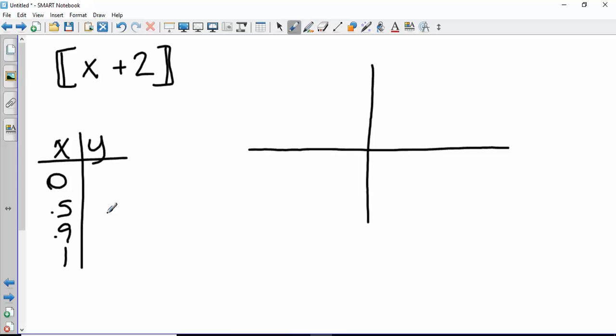That one on the homework was kind of the exception. You kept getting the same answer, so you had to keep plugging in some bigger numbers. So if I put in 0, 0 plus 2 is 2. Greatest integer of 2 is still 2. So I got out that integer. That is the beginning of a step. Now we need to figure out where that step ends. So we keep plugging in.